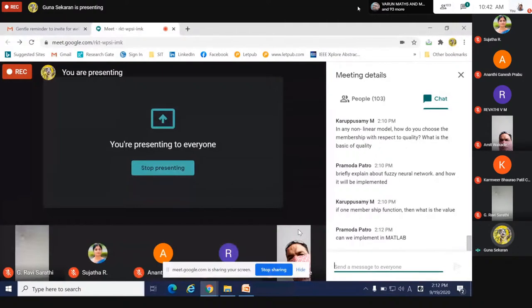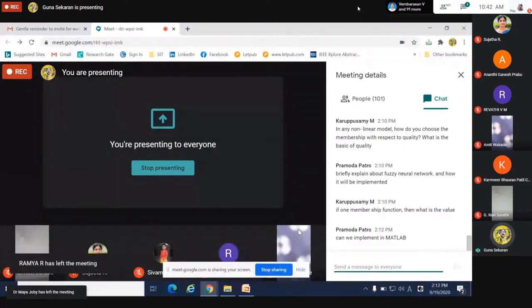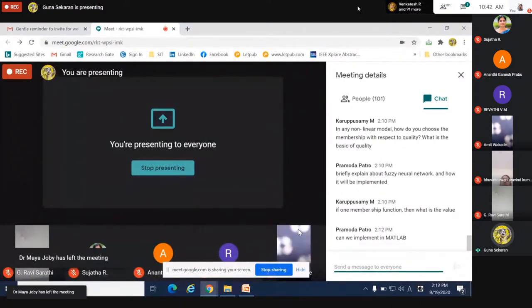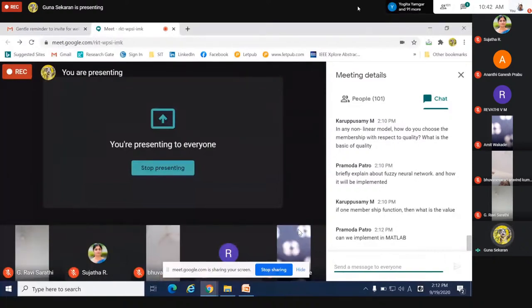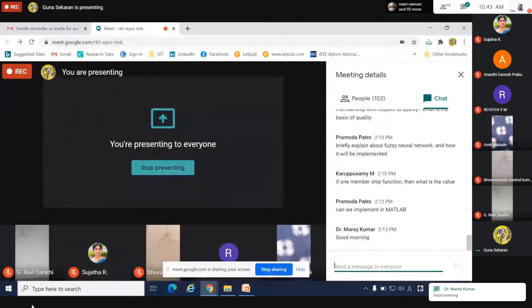Another one: if one membership function, then what is the value? If the membership function depends on the nonlinear system, you can choose how the system behaves, that means angle direction or another direction. For example, an inverted pendulum depends on angle direction. Another one, track trajectory also depends on angle direction. And Chua's circuit and some circuits depend on the vectors, some nodes. We can choose membership values depending on these.